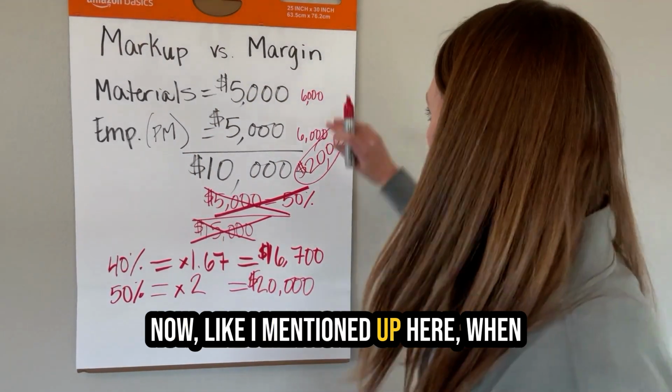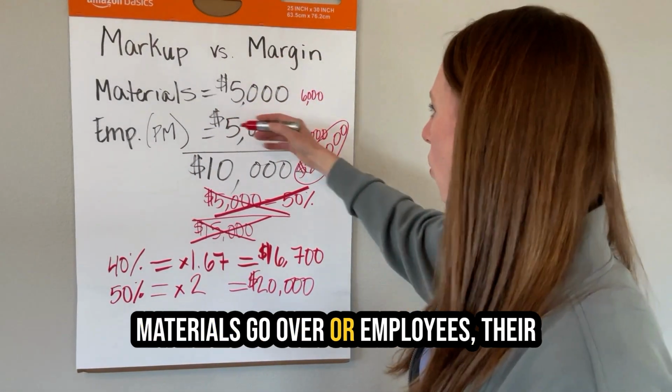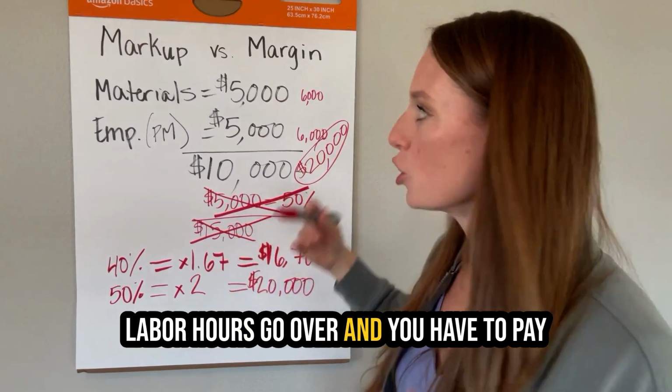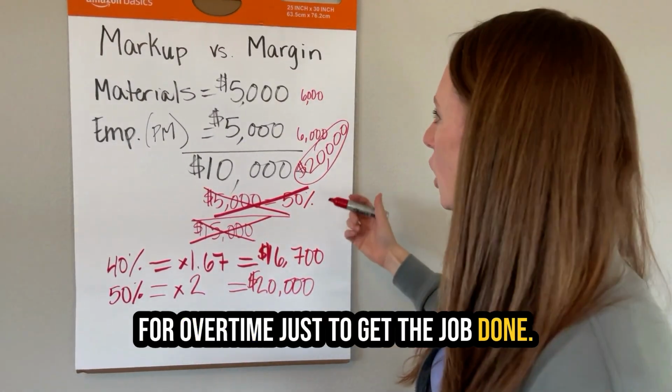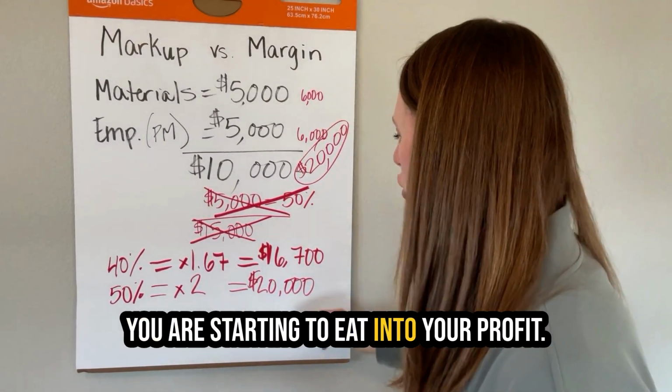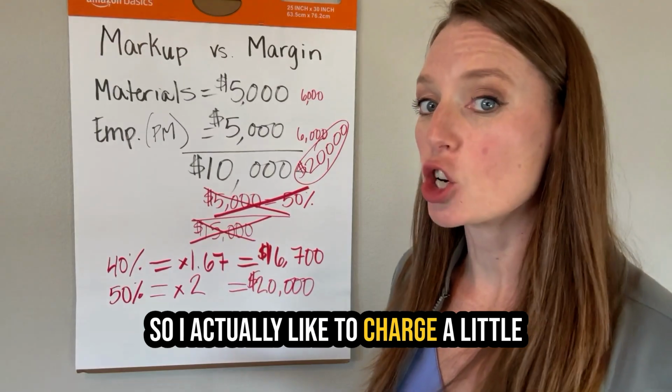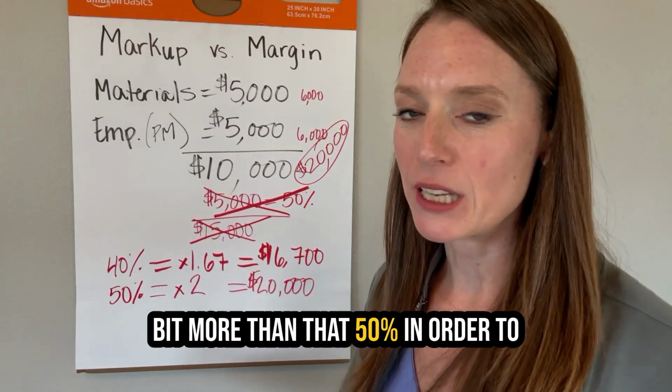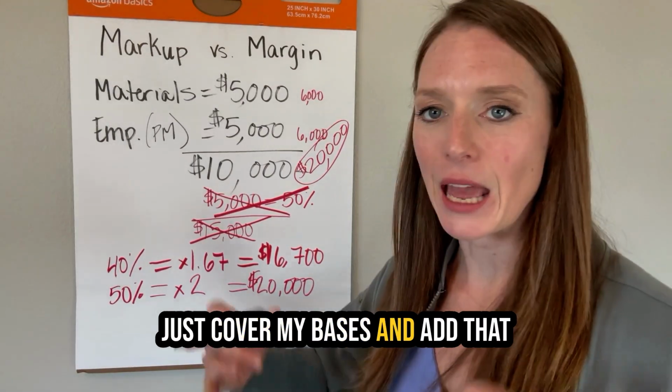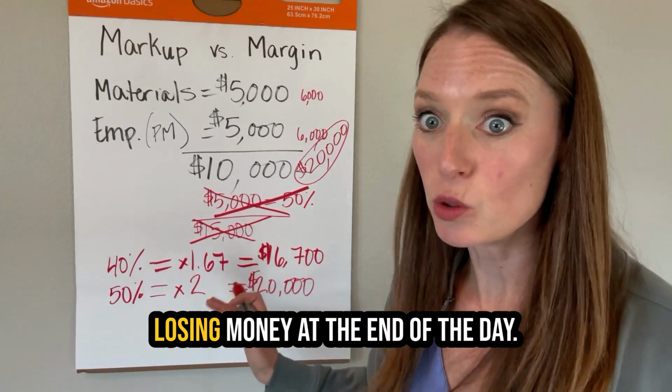Now, like I mentioned up here, when materials go over or employees' labor hours go over and you have to pay for overtime just to get the job done, you're starting to eat into your profit. So I actually like to charge a little bit more than that 50% in order to just cover my bases and add that buffer in there so that way I'm not losing money at the end of the day.